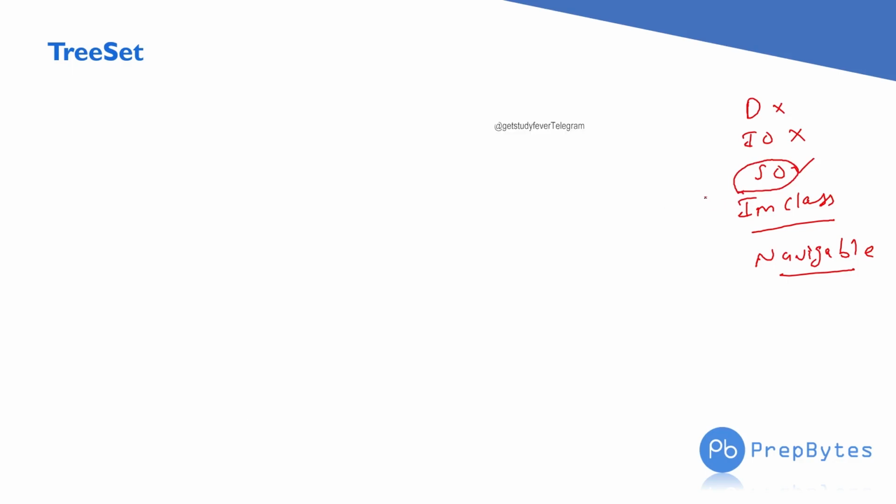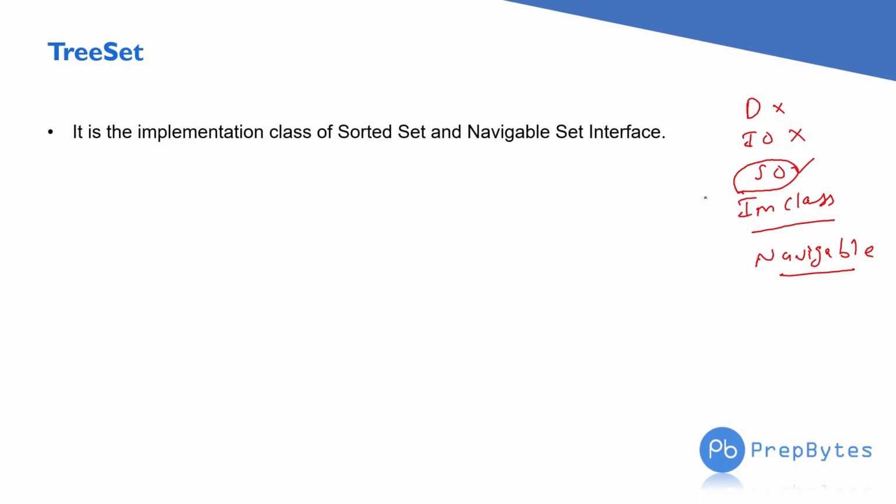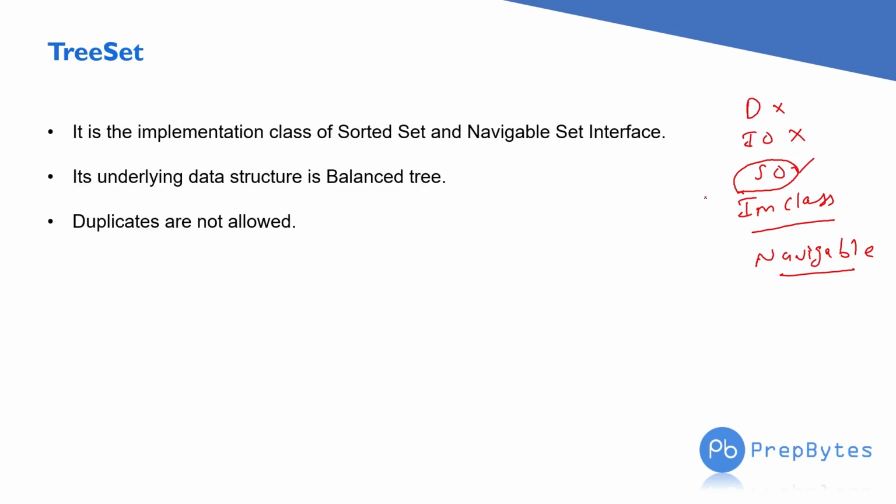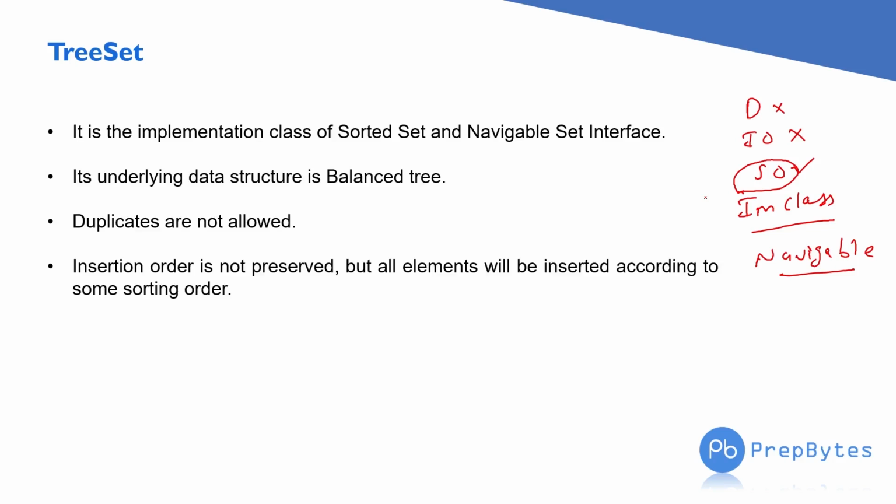Before that, let me introduce you to some important points in TreeSet. The first is, it is an implementation class of sorted set and navigable set interface. Its underlying data structure is a balanced tree. Duplicates are not allowed, that we know. Insertion order is not preserved, but all elements will be inserted according to some sorting order. The natural sorting order that I have told you for numbers is ascending order, and for strings is alphabetical order.